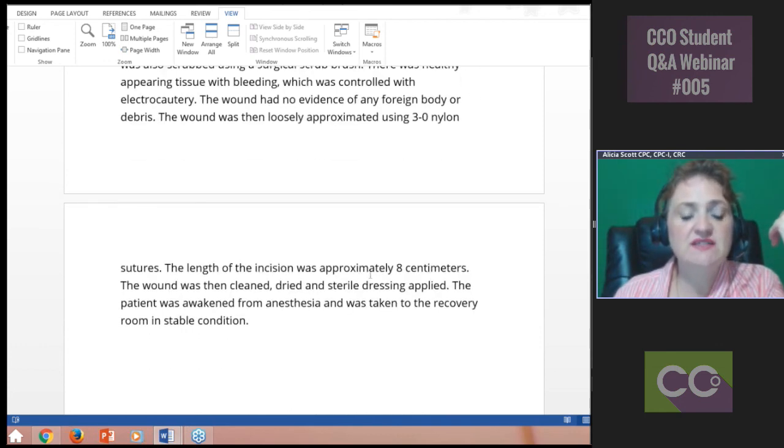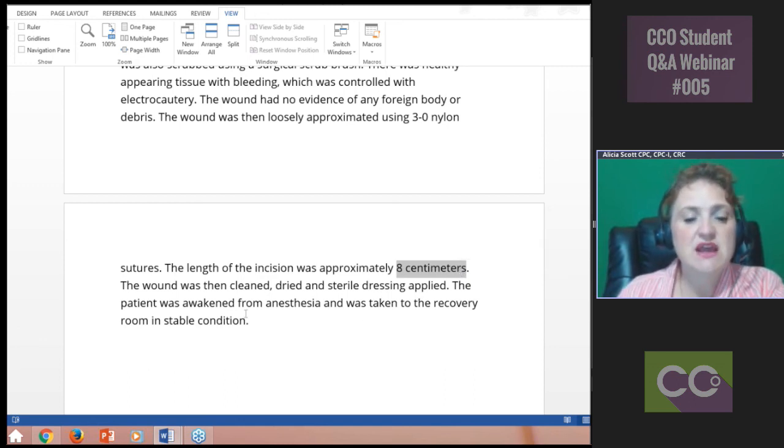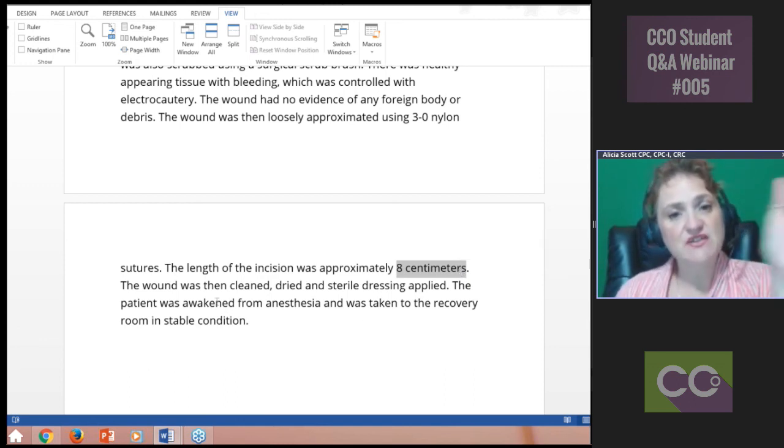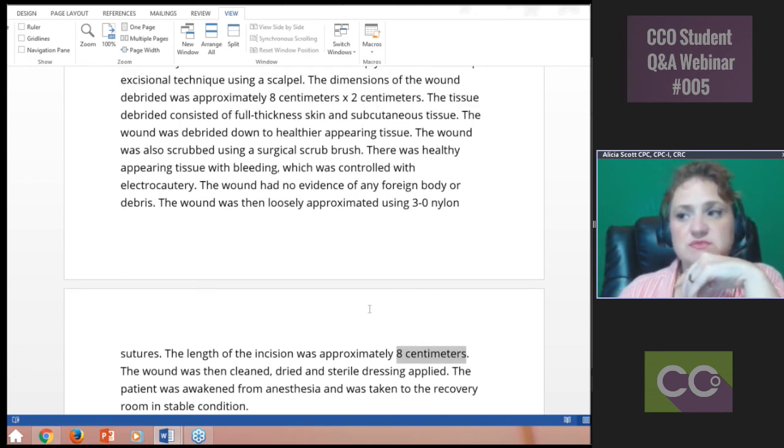So the length of the incision was approximately 8 centimeters. That's important when we're getting the code for that. And then it goes on, it says, now that they've stitched it loosely, they clean it up. It's a wound, and they dry it and put the sterile dressing on it, and then they send him to the recovery room. So now let's talk a little bit about the codes.